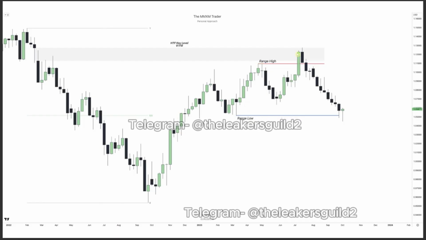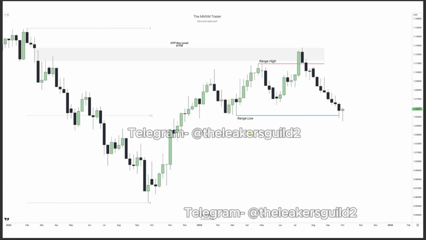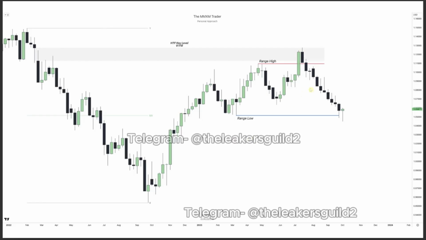So we're pairing up those buy stops in the key level, and then we want to pair up those buy stops with those sell stops below the range low. So where is your draw on liquidity after you hit those buy stops?